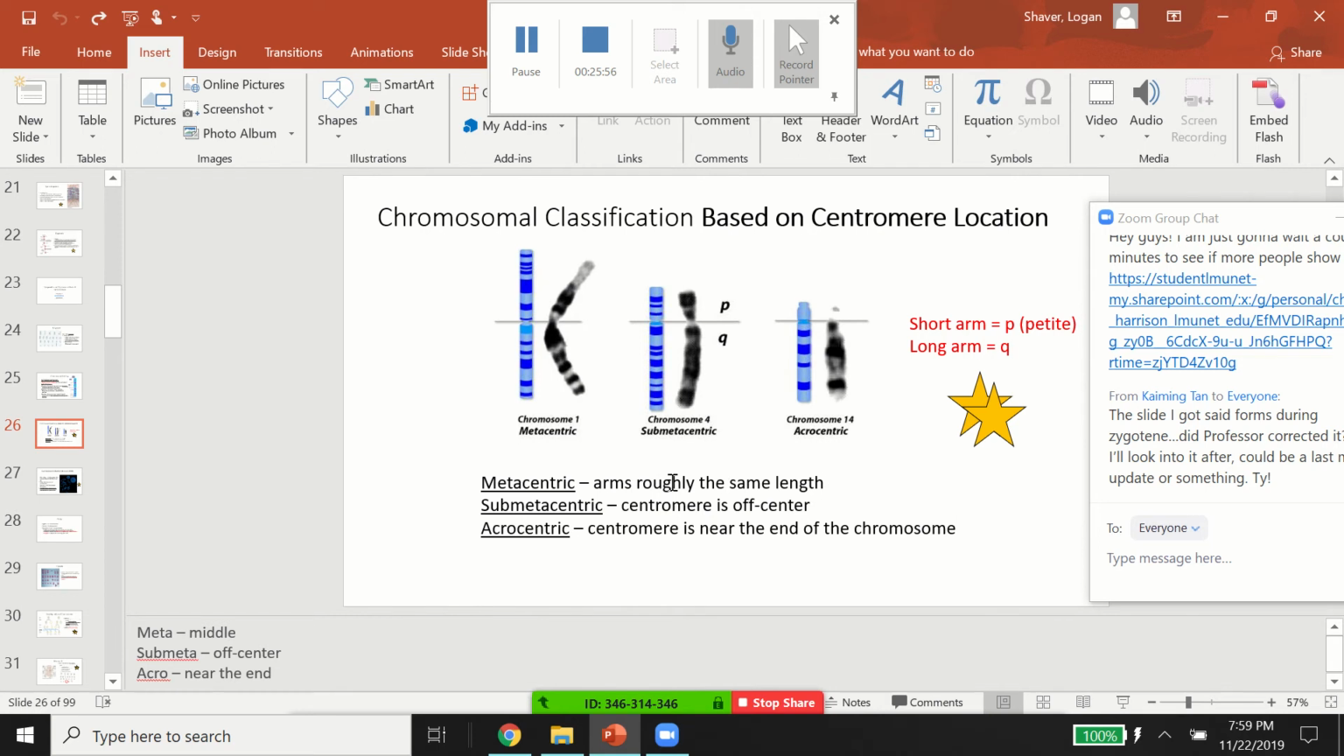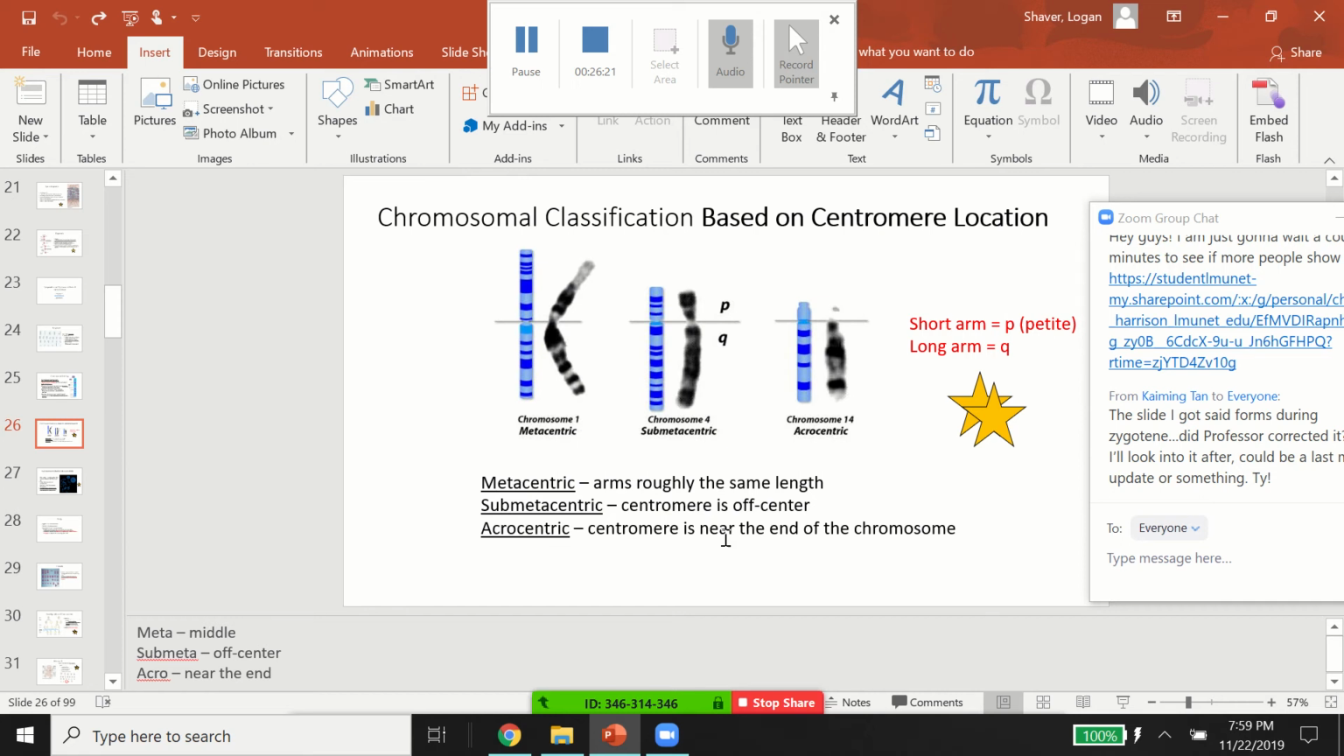Anyway, metacentric. So what is that? The arms are roughly the same length, which basically means the centromere is right in the middle. So your P and your Q are going to be the exact same. The only time you would use P and Q is if you had a shorter and a longer version. Notice with submetacentric that the centromere is off center, so therefore you'd have P and Q. P is always your short arm, and Q is always your longer arm.